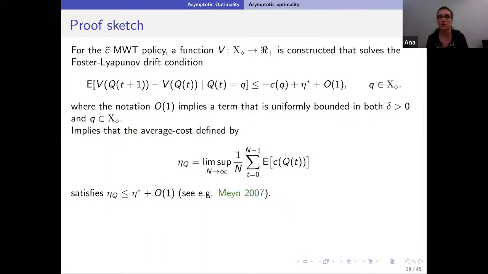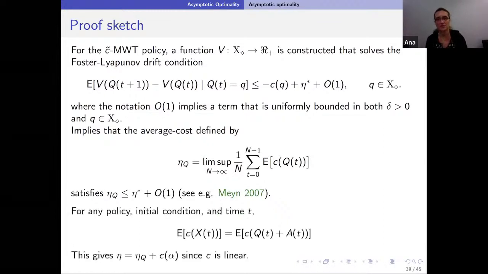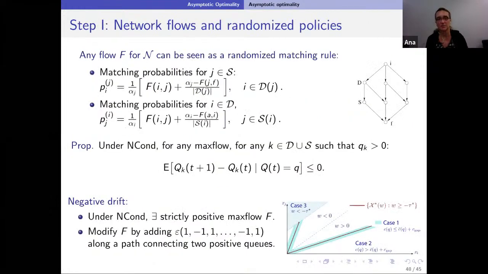Let me just very briefly guide you through the ideas of the proof. The idea is that once you fix the candidate for the max weight with threshold policy, then you are going to study the drift of this policy for a well-designed function V, and this function takes several ingredients to construct. The first ingredient is that it's actually easier to prove desired properties for the drift for the randomized policy.